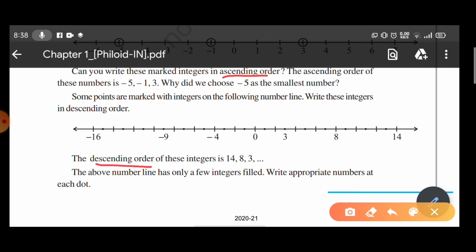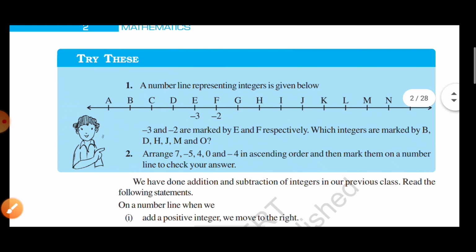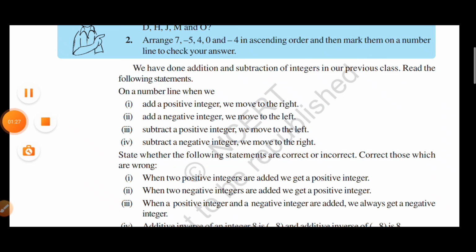For example, here are numbers provided: 0, 3, 8, 14, -4, -9 and -16. So in descending order it has written 14 at the top. Why? Because it is on the rightmost side, and on the rightmost side the numbers increase, and in descending order we have to write the greatest number at the first position. That's why 14 is written in the first position. So in this way you can answer all these questions.